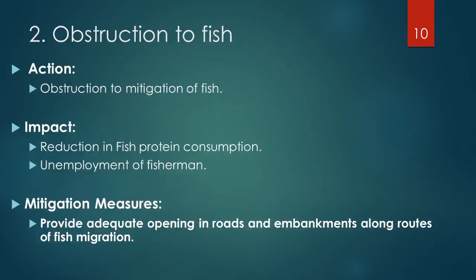Obstruction to fish: the action includes obstruction to migration of fish, and the impact is reduction in fish protein consumption and unemployment of fishermen, and the mitigation measures provide adequate openings in the roads and embankments along the routes of fish migration.